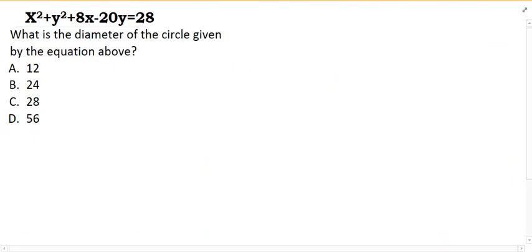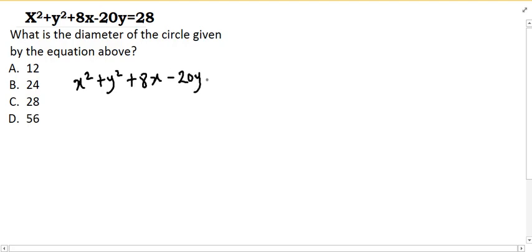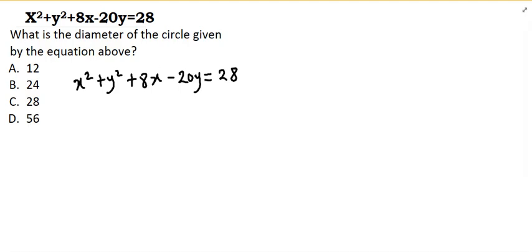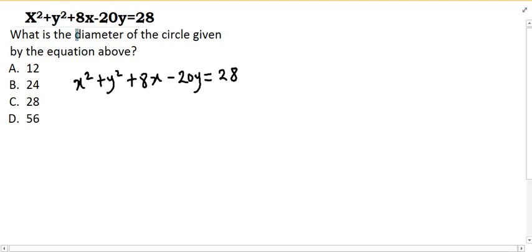So let's continue. We have another question. Let me just write it down here. x squared plus y squared plus 8x minus 20y equal to 28. It says, what is the diameter of the circle given by the equation? What do we know about diameter? We know that diameter is the radius multiplied by 2.